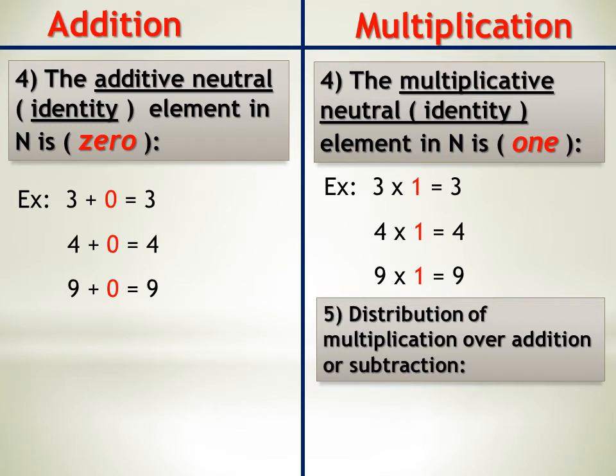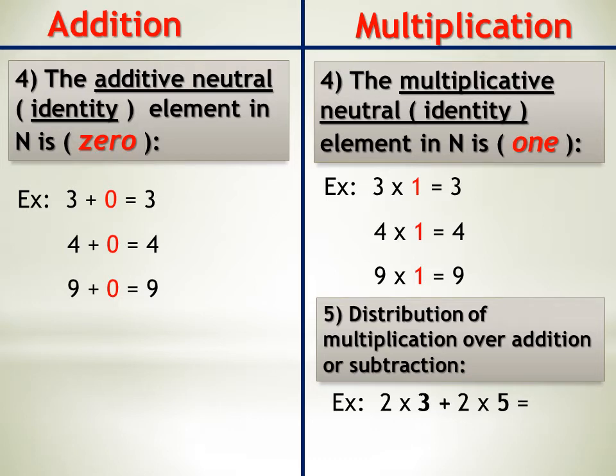Number 5 here is distribution of multiplication over addition or subtraction, and here it is in multiplying only. So the fifth property in multiplying is distribution of multiplication over addition or subtraction. For example, we have 2 times 3 plus 2 times 5. We have two operations, multiply and plus. How can we make the distributive property?